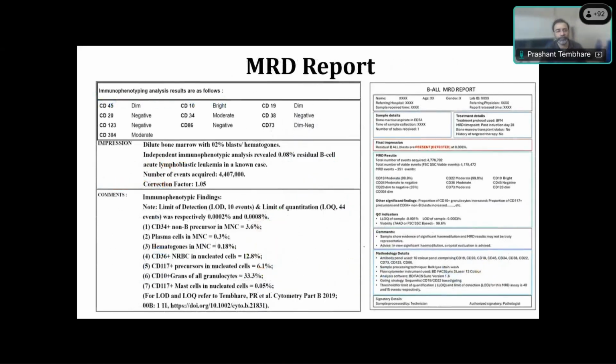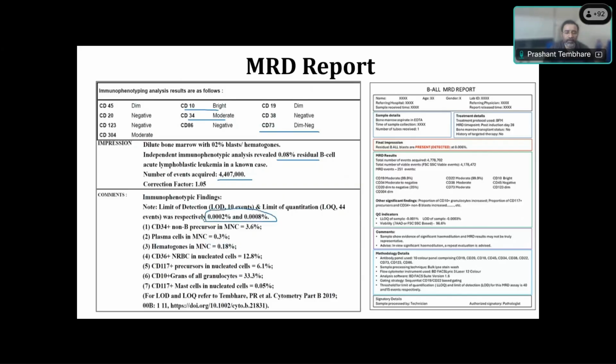And this is one of the reports you can see, an MRD report from the Tata Hospital, where we have mentioned the expression level of different markers like CD10, CD34, or aberrant expression of CD71. And we also mentioned what was the level of disease, what was the number of cells we acquired, what was the limit of detection we could reach, meaning the sensitivity we could reach in this patient.